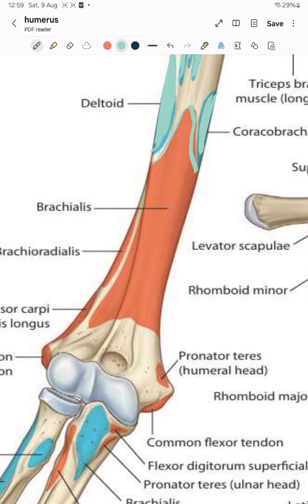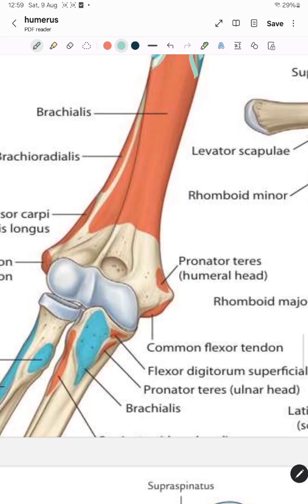The brachialis will originate from the lower half of the anterior aspect of the humerus. So it is the lower half. The brachialis will originate from it, and it will attach on the ulnar tuberosity of the ulna bone. This is the ulnar tuberosity. Brachialis will attach on it.